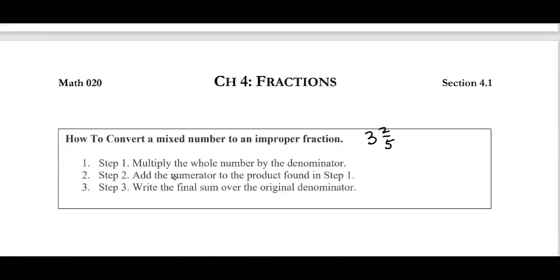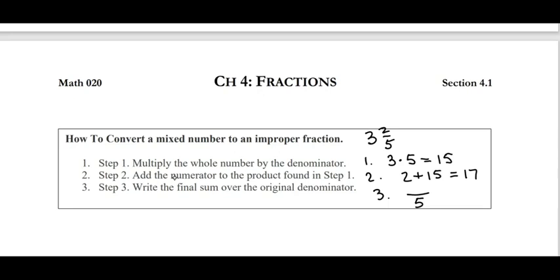Multiply the whole number by the denominator. So step 1, I'm going to do 3 times 5, which gives me 15. Okay. Step number 2 is add the numerator to the product found in step 1. So I have 2 plus 15 is 17. And step number 3, write the final sum over the original denominator. So the denominator is still 5, right?